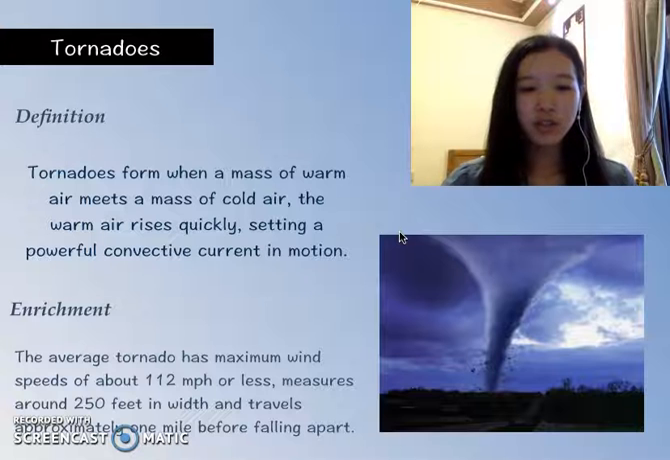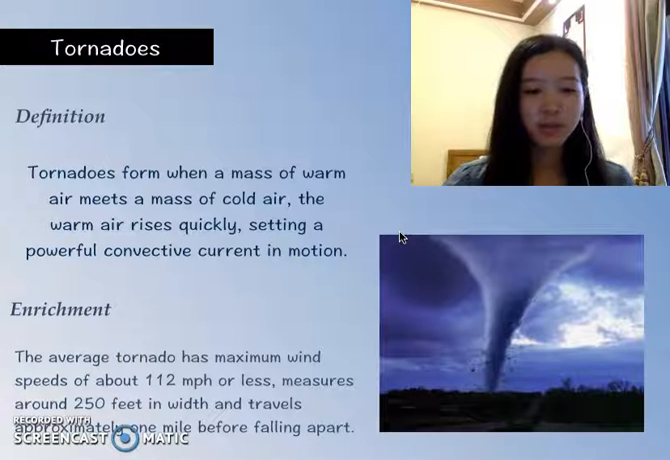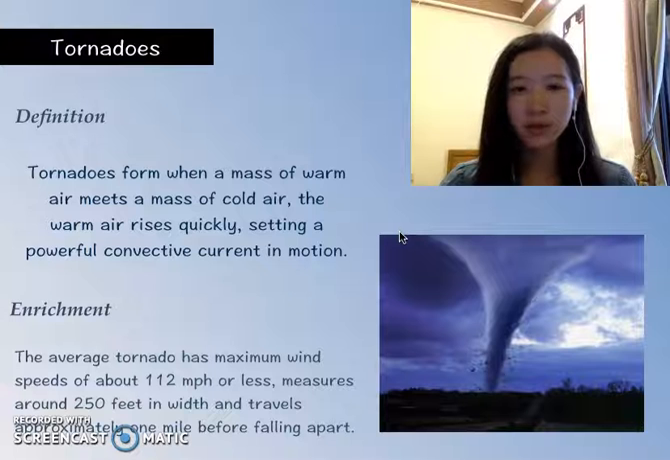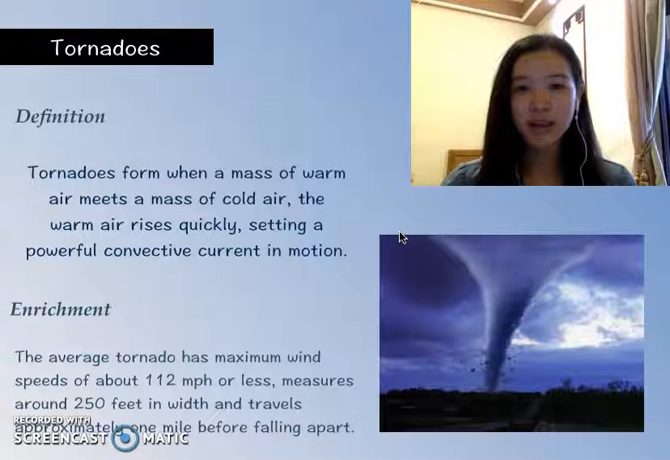The average tornado has maximum wind speeds of about 112 miles per hour or less, measures around 250 feet in width, and travels approximately 1 mile before falling apart. Tornadoes could have very serious impacts on both the environment and human beings.